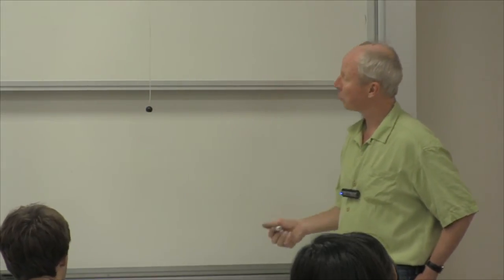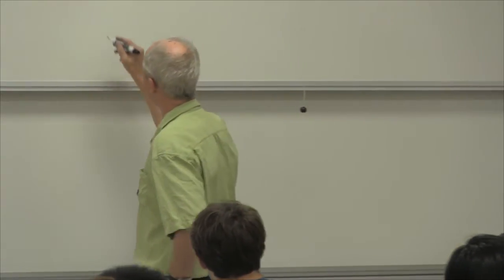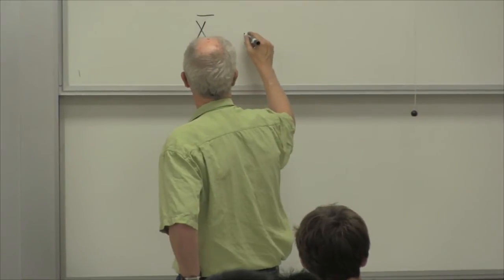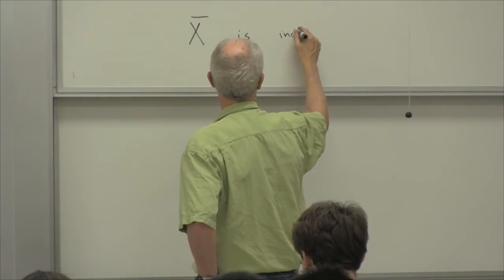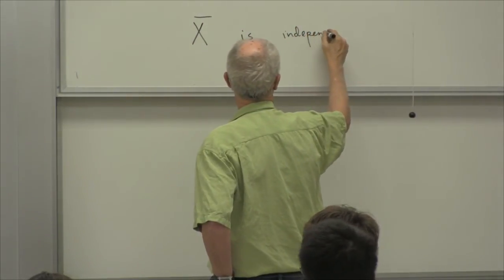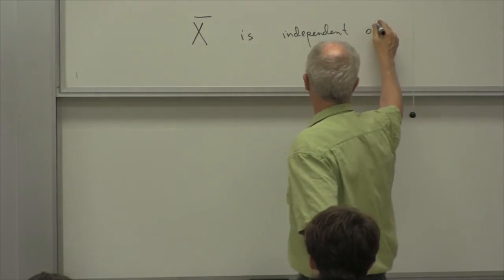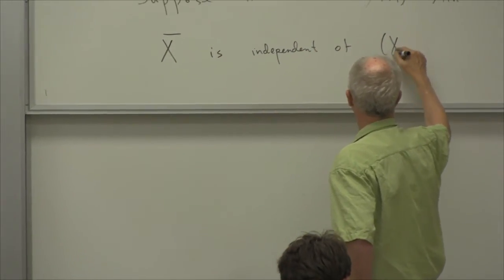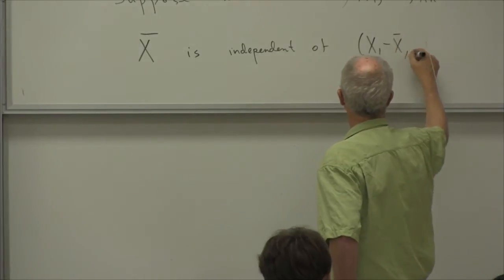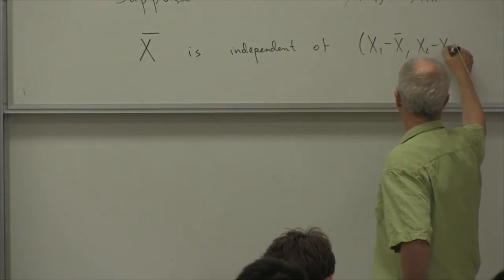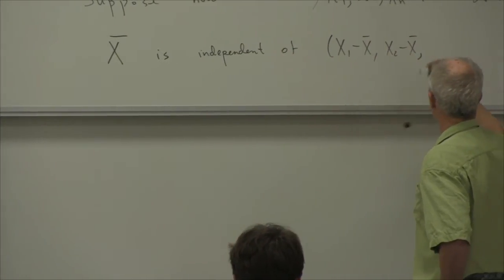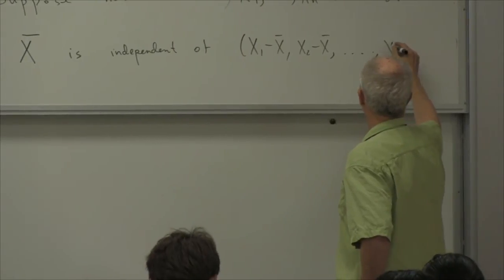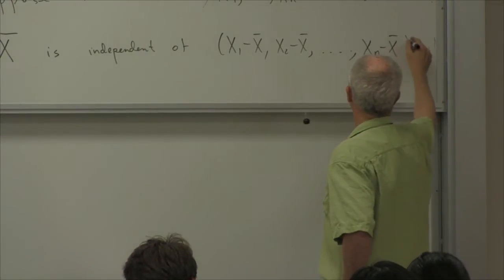In that case, x bar is independent of the random vector x1 minus x bar, x2 minus x bar, through xn minus x bar.